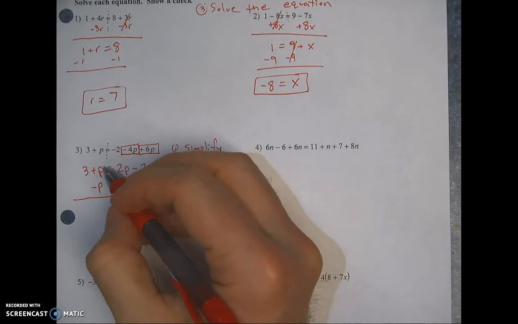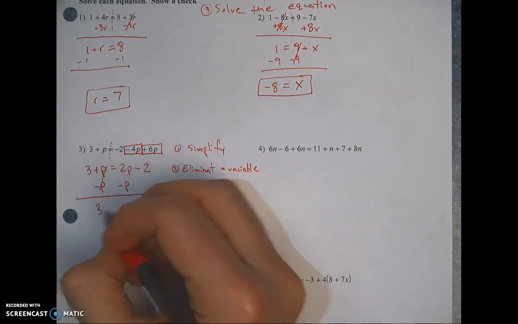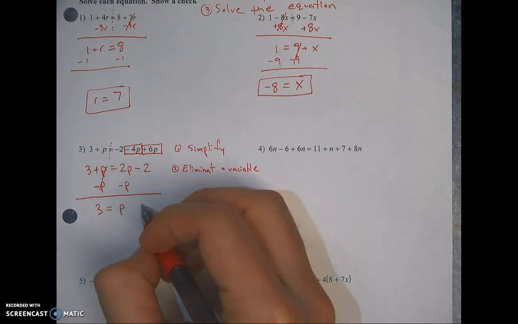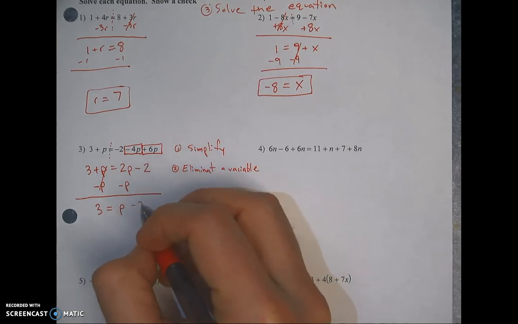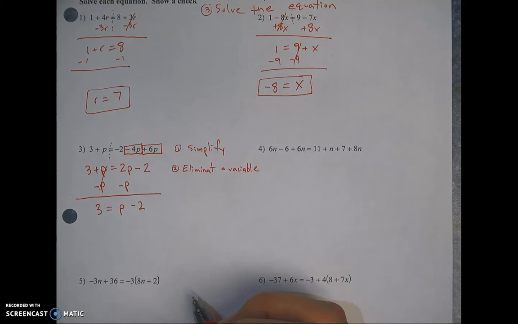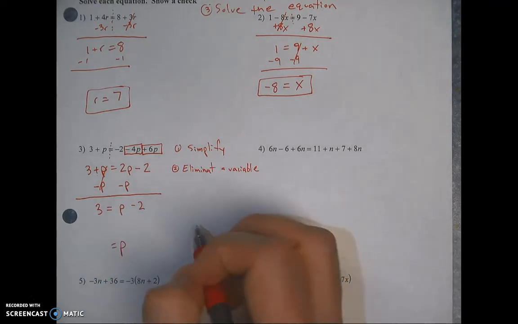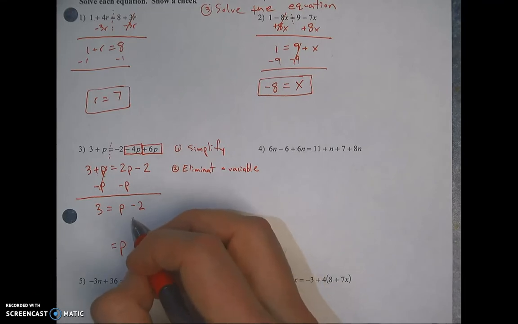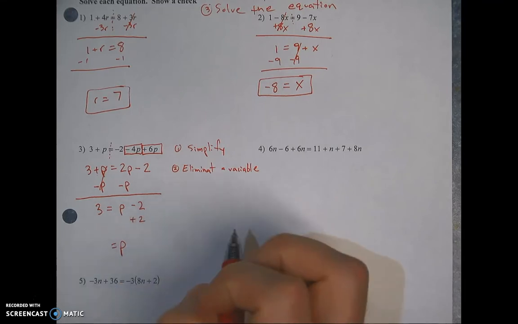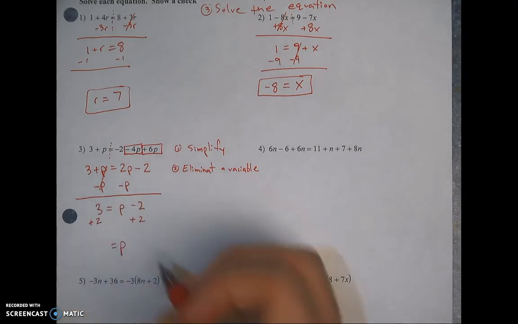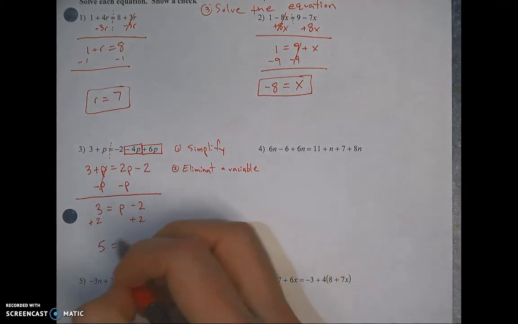Okay, so it's going to cancel, leaving me just a 3 on the left side, and a 2p minus a p is just a p, and I still have a minus 2. Pretty simple now. I want to get that p isolated by itself, so the minus 2's got to go away. Get it to 0, so a minus 2 and a plus 2 will give me 0. So 3 and a 2 gives me 5.